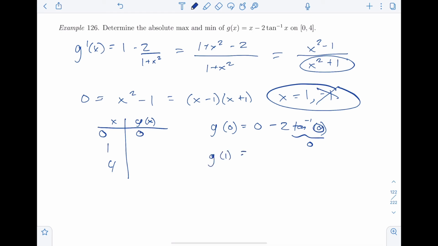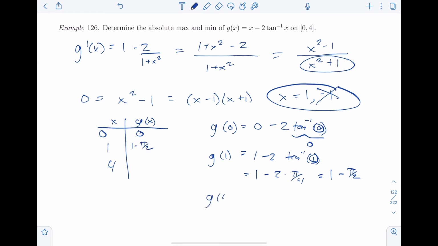What is g of 1? Okay, so that's 1 minus 2 arctan of 1. All right, what angle has a tangent of 1, and so that's going to be 1 minus 2 times pi over 4. So I get 1 minus pi over 2. We'll get an approximation for that. 1 minus pi over 2.